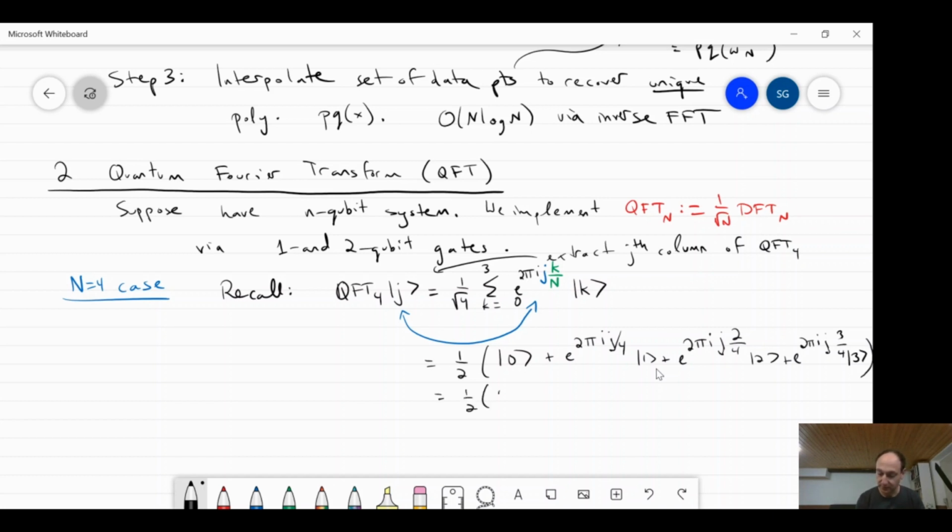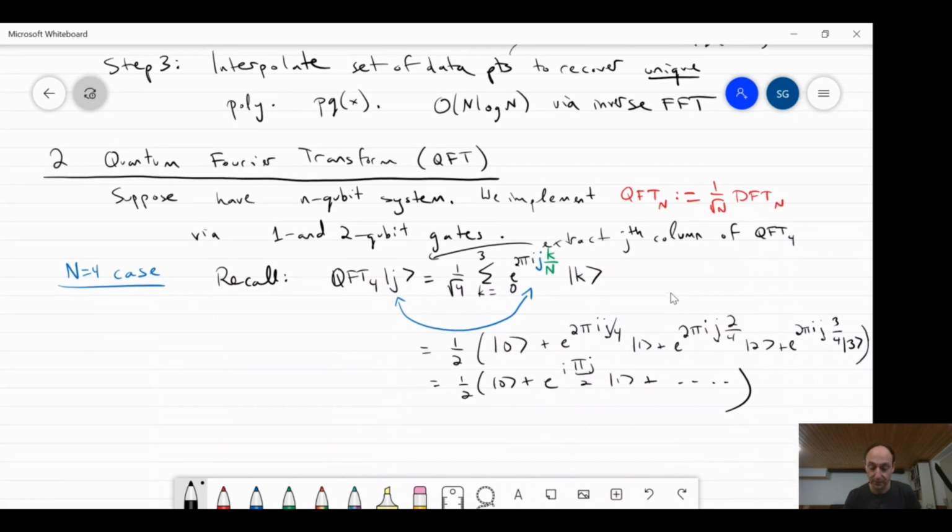So we could further simplify, of course: 0 plus e to the i pi j over 2, if you like, 1 plus, and so forth. The simplification is maybe not so important. That's just the definition, and we're going to focus on this abstract formula rather than writing it out because this will allow us to generalize later to arbitrary n very easily. Sorry, same mistake here. I should not write n, of course. I should write 4 because I know exactly what n is.